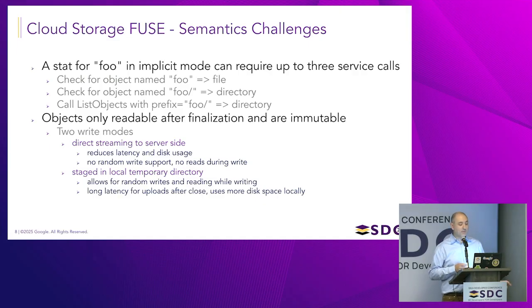On the other hand, we have what we call the staged local temporary directory. The way this works is, as you're writing files, it stages it in a local directory on the file system. And only when you call file close does it actually upload and synchronize to the cloud storage service. So this allows for random writes because you can write anywhere in the local file system, and you can read the file back while you're writing it. But the trade-off is that there's long latency for the upload after you close, right? If you write a 100 gigabyte file on the local disk, it's going to take a while when you call file close to actually upload that to the cloud. And it uses more disk space. Some customers might not have enough temporary disk space or not want to use a temporary disk.